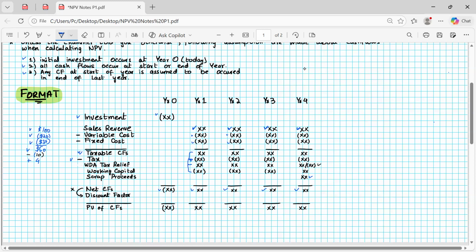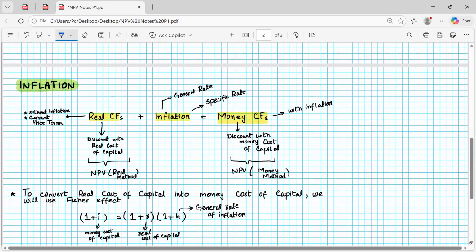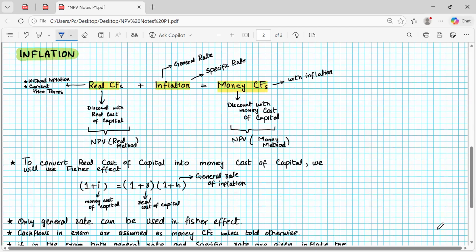No, sir. Okay. Now let's start with our first adjustment of this format, that is inflation adjustment. Now here you can see two types of cash flows that I have mentioned: real cash flows and money cash flows. Remember that the previous word for money was nominal. Previously, the word nominal was used by the examiner, but now they are using the words money cash flow.